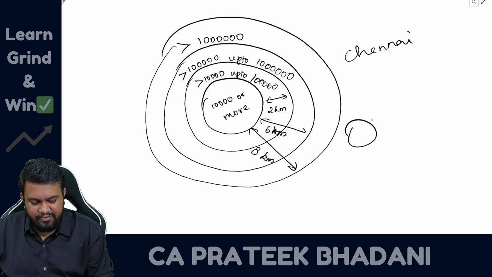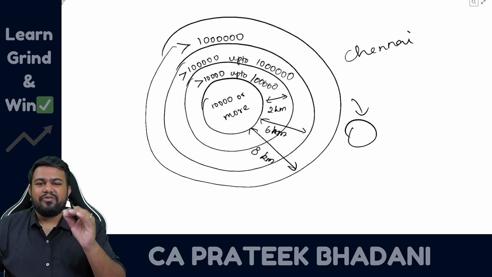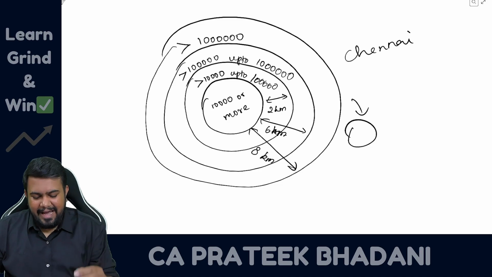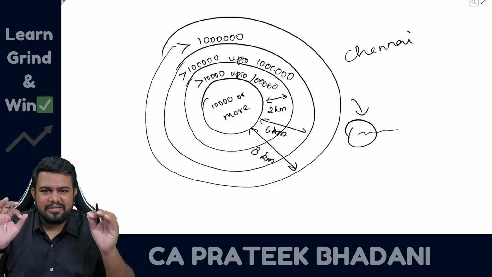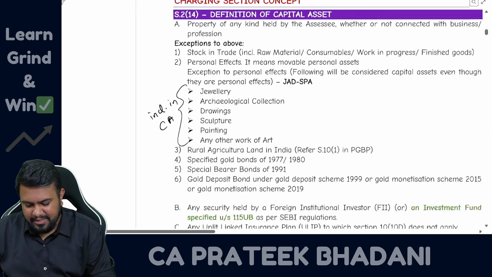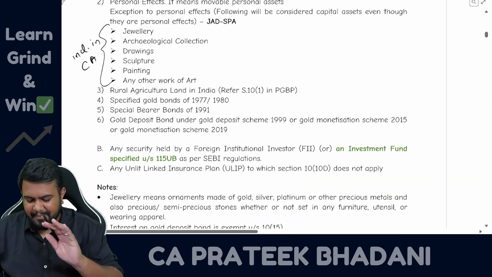If any land is falling outside the urban area, then it will be called rural land. And if on the rural land you are doing agriculture, it will be called rural agricultural land. Fine. So rural agricultural land is also not a capital asset.